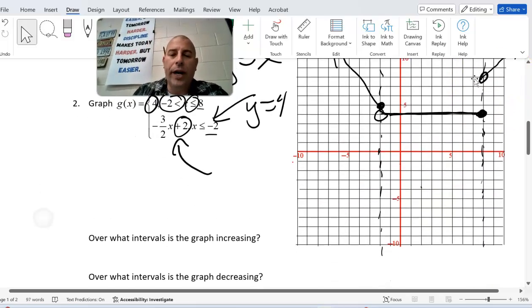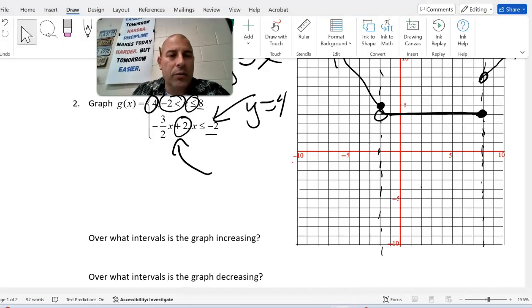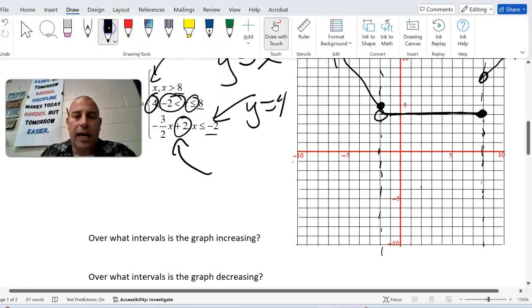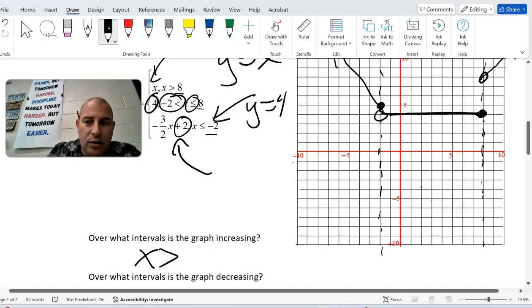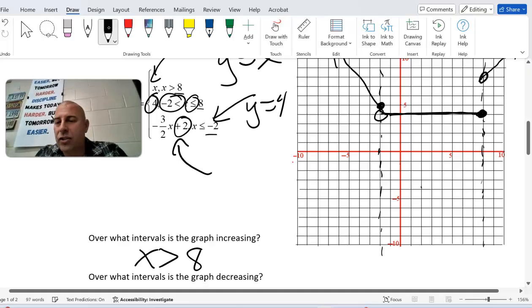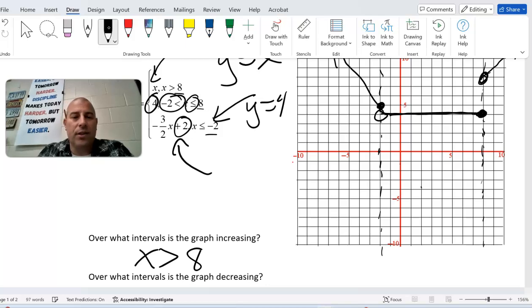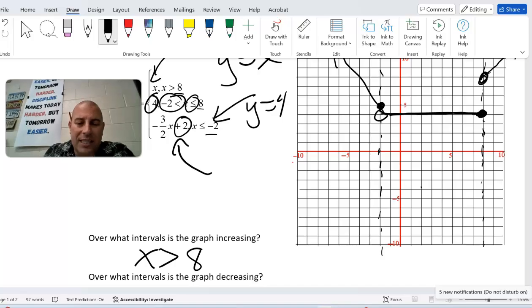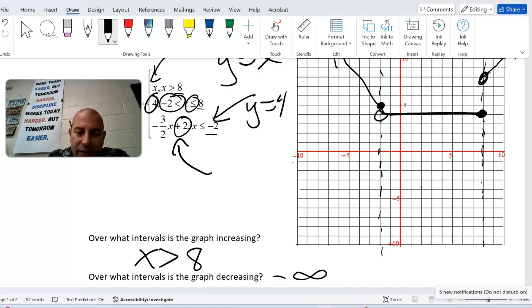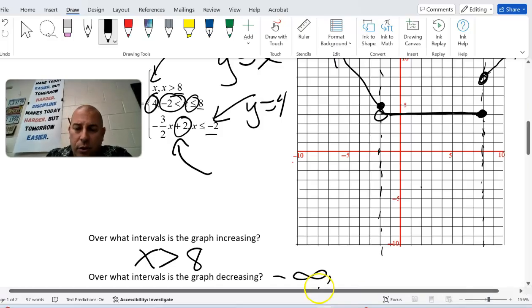So where are we increasing? Well, we would say something like when x is greater than 8. Again, just a greater than because of my open circle that's there. Where are we decreasing? Well, that's going to be this side over here because, again, as we read from left to right, we're going down the slide. So we would say negative infinity to 2. Okay, and it's a solid, so you get the bracket.